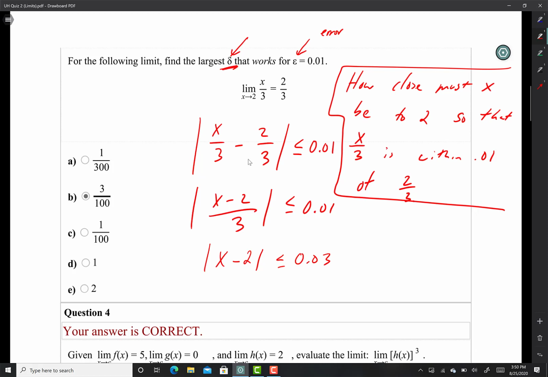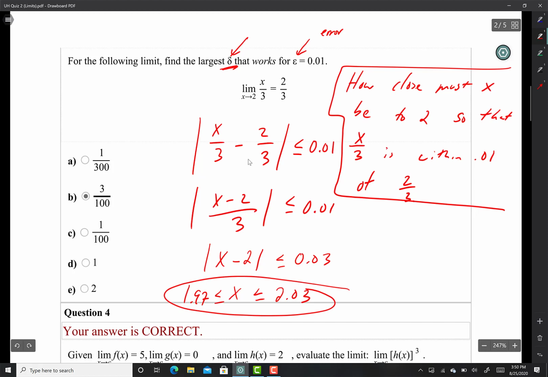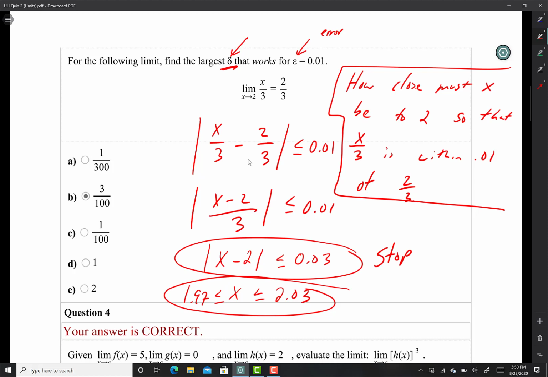delta there. If I wanted the x values, I would say x values have to be between 2 plus 0.03, that's 2.03, and 2 minus 0.03, that's 1.97. So here are my x values, but you can stop right here on this one. So there is your delta, 0.03, and so you look for 0.03, and it's this one. 3 divided by 100 is 0.03.